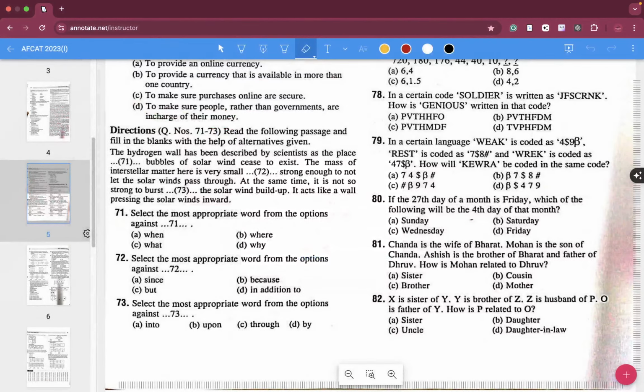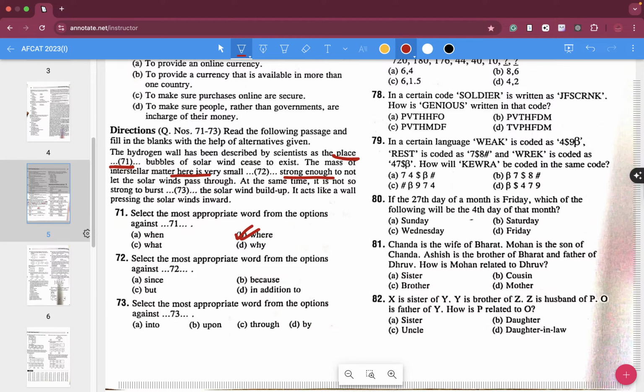Okay, question number 71 to 73, right? Read the following passage and fill in the blank with the help of the alternatives given. The hydrogen wall has been described by scientists as the place dash. If it is a place, right, then absolutely the word that will come over here is where bubbles of solar winds cease to exist. The mass of interstellar matter here is very small. Okay, dash is strong. Okay, very small. If the mass is small, okay, then dash is strong enough, right?